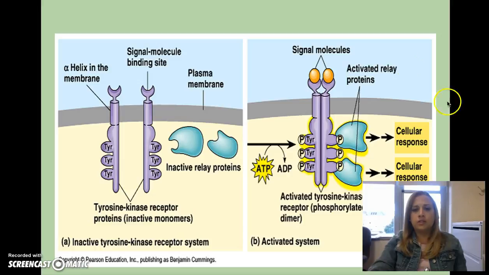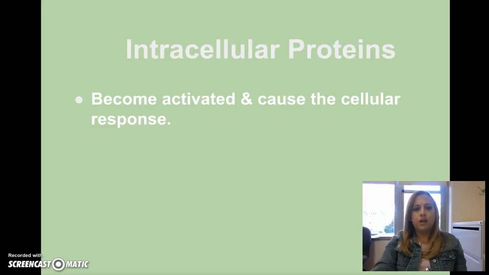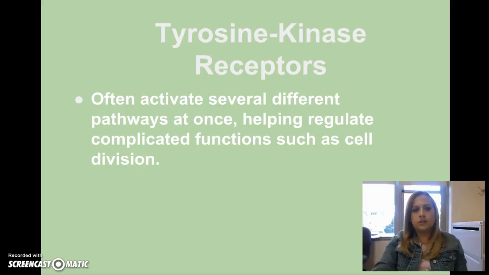Okay, so you've got the signal molecules that bind, and the tyrosine receptors come together. They become phosphorylated by ATP, so that's why we see these phosphate groups. So this system is active. You now have activated relay proteins, which will then trigger a cellular response. The intracellular proteins become activated, and they're the ones that cause that cellular response.